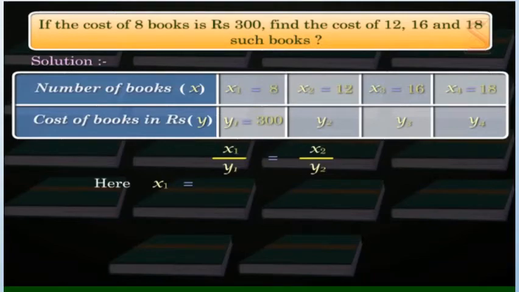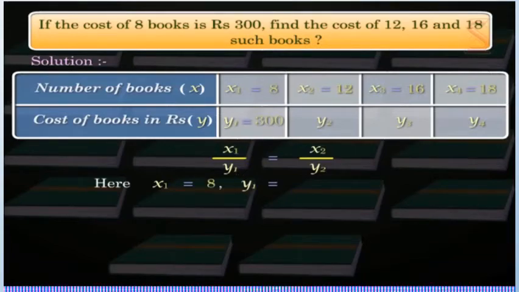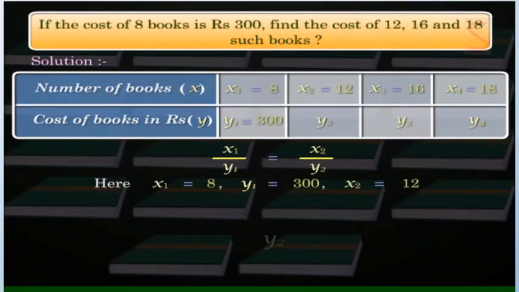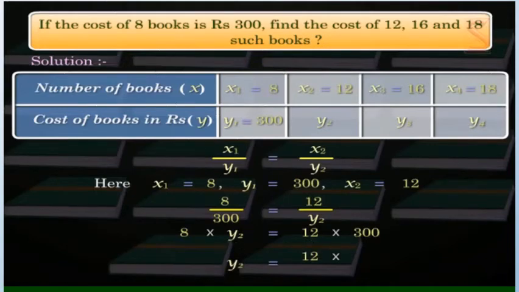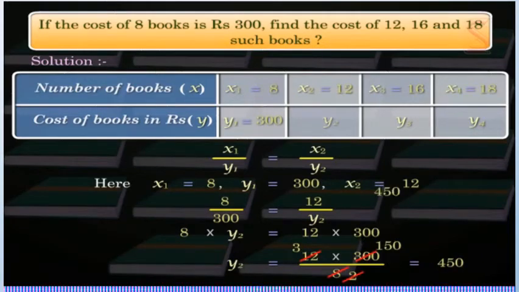Here x1 equals 8, y1 is 300 and x2 is 12. We need to find y2. Substituting the value in the relation, we get 8 by 300 equal to 12 by y2. Cross multiplying, we get 8 into y2 equals 12 into 300. Now y2 equal to 12 into 300 by 8. So y2 equal to 450.